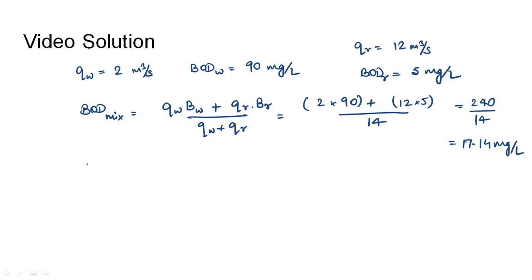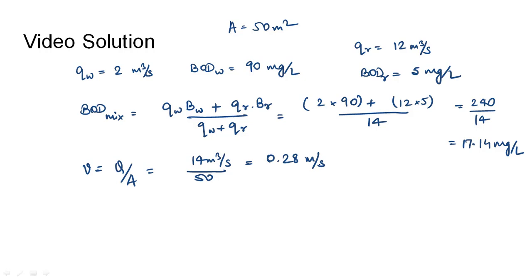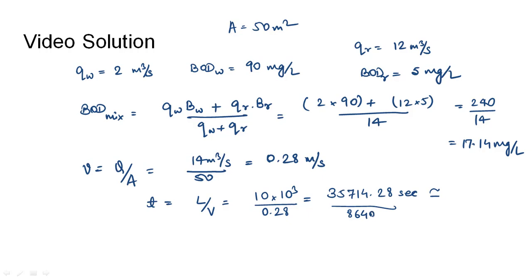Now we need to find the speed of flow, so that would be Q by A. So Q is equal to 14 meter cube per second and area is given as 50 square meters. So we will divide this by 50. That would give the value as 0.28 meter per second, which is the speed of flow. Now we will find the required time. So that would be L by V. So L here is 10 into 10 cube divided by the speed, that is 0.28. This value would come around 35714.28 seconds. When converted to days by dividing by 86,400, it would come out to be around 0.41 days.